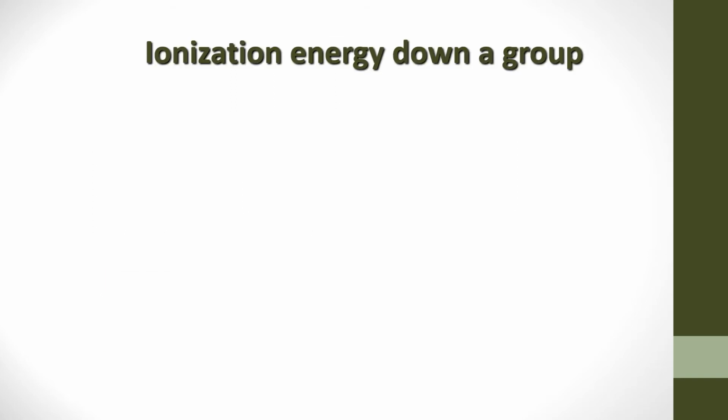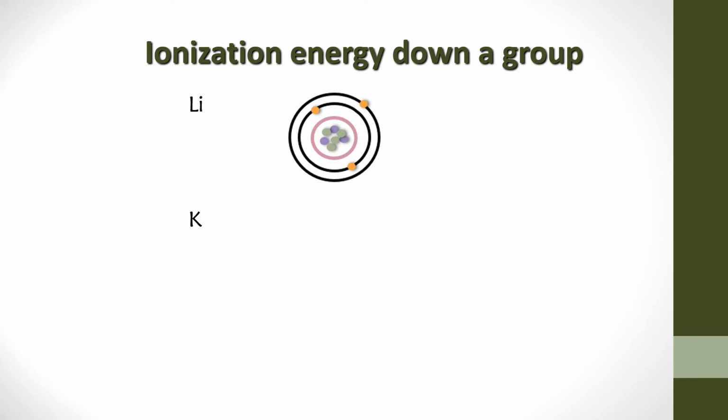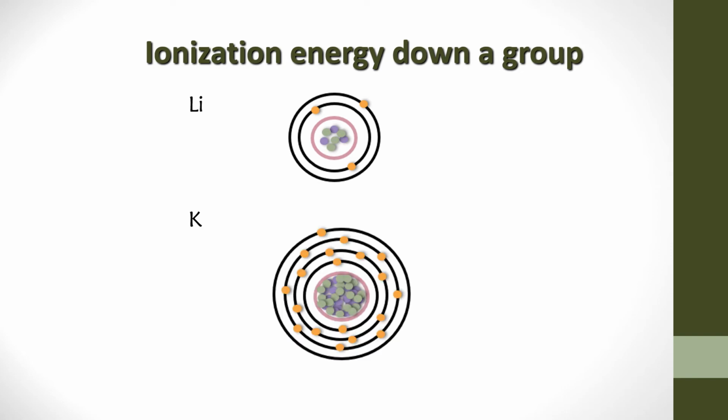So let's look at what the trend for ionization energy looks like as we go down the group and across the period. Let's talk about down the group first, starting with lithium. This is what the lithium atom looks like. If you keep going down in the same group, and let's pick potassium, this is what the potassium atom looks like. Then you look at Table S for the ionization energy for both lithium and potassium, and these are the numbers that you get.